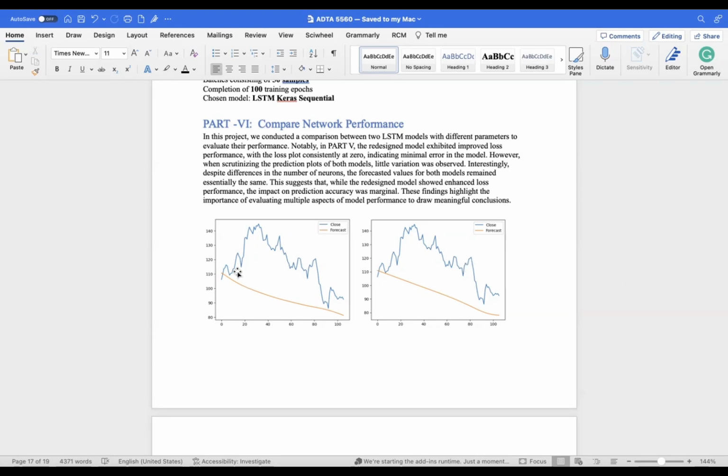As you can see, starting from here, the close and the forecast both gave the same prediction value. Interestingly, despite the slight difference in the number of neurons, the forecast values remain essentially the same. This suggests that while the redesigned model showed enhanced loss performance, the impact on prediction accuracy was marginal. This highlights the importance of evaluating multiple aspects of model performance to draw meaningful conclusions.